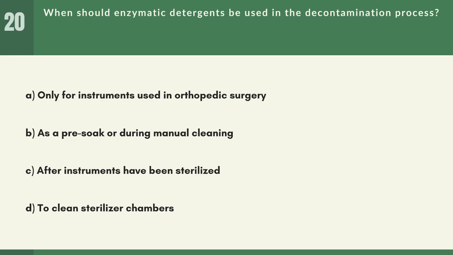Question 20. When should enzymatic detergents be used in the decontamination process? A. Only for instruments used in orthopedic surgery. B. As a pre-soak or during manual cleaning. C. After instruments have been sterilized. D. To clean sterilizer chambers.